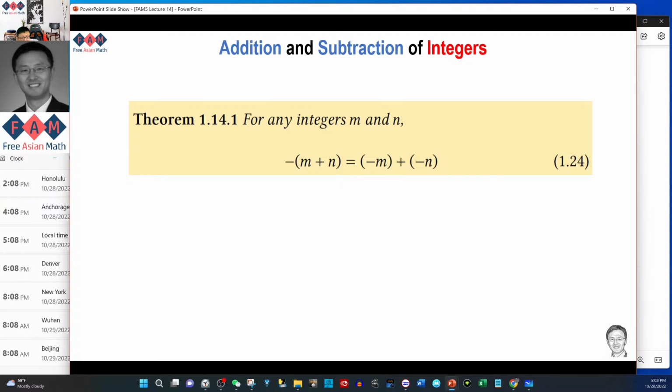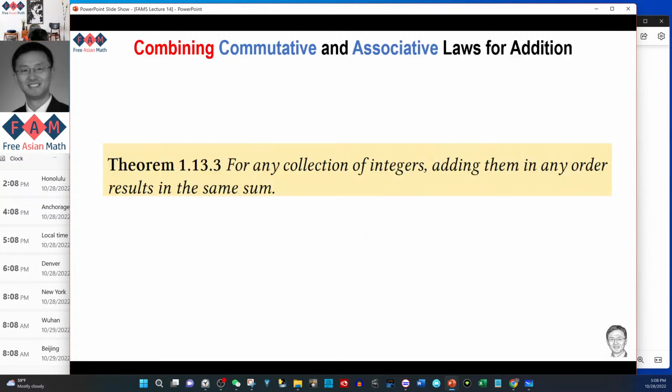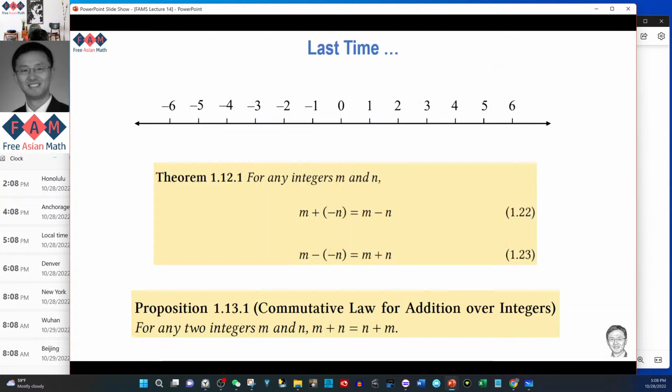Well, because so far we have very limited results about the operations of addition and subtraction for integers. Remember what we did last time? We did develop some theorems, didn't we? And that is this one, right? For any integer m, when you add the negation of an integer, the result is the same as subtracting that integer. And when we subtract the negation of the integer, the result is the same as adding that number itself. Those are the only two theorems that we have proven.